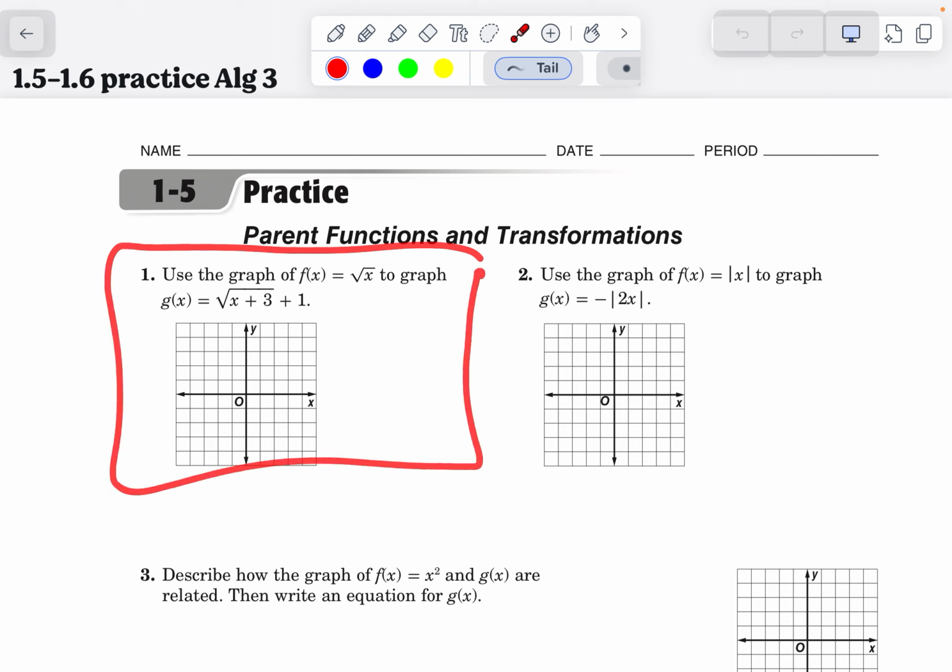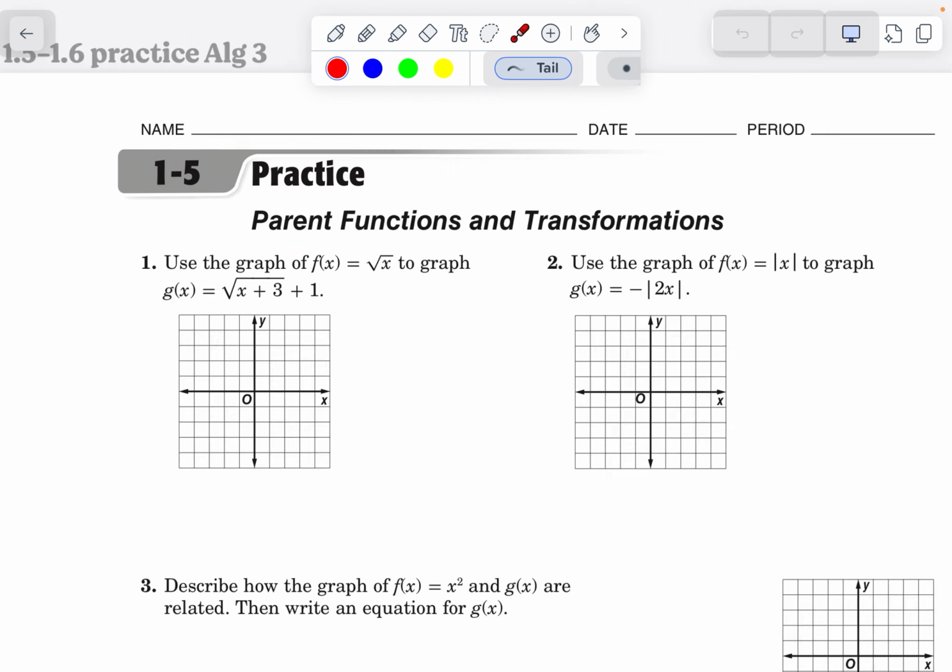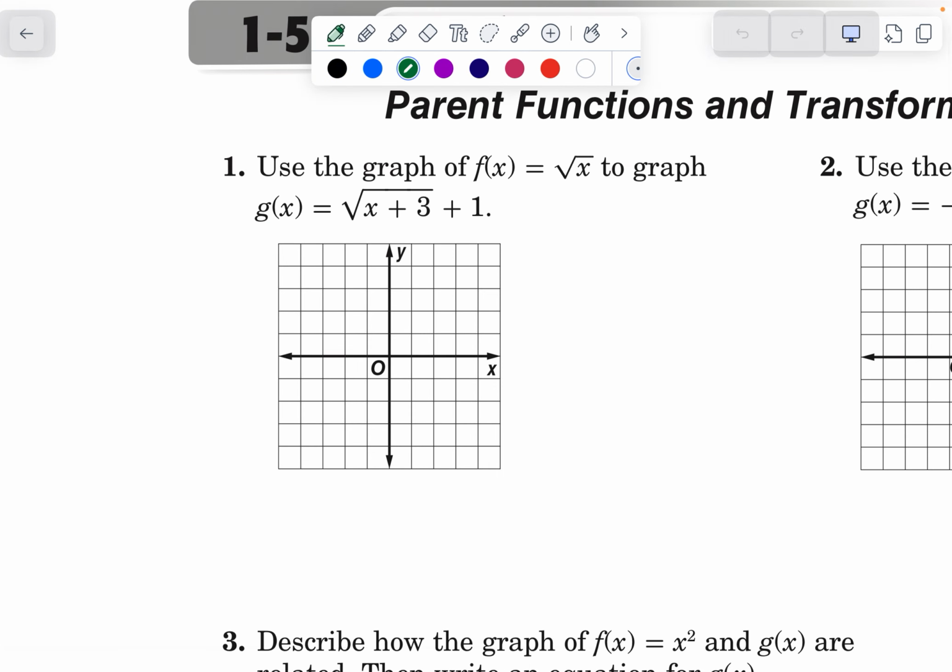Number 1 says to use the graph of f of x equals the square root of x to graph g of x. Okay, so the thing that I would do, let's make f of x. I'm going to make f of x in green. Remember, there were 3 points that we could make for the accuracy of a square root. If you plug in 0, you get 0. If you plug in 1, you get 1. If you plug in 4, you get 2. So remember, it's the swoop to the right. So let's graph that. Okay. So that is our original parent function, f of x in green.